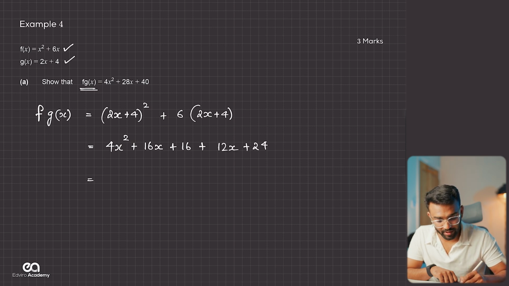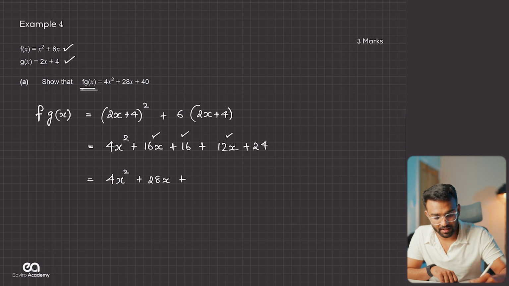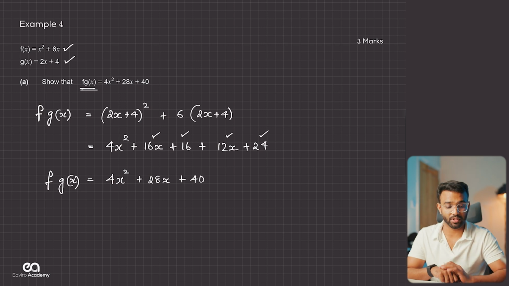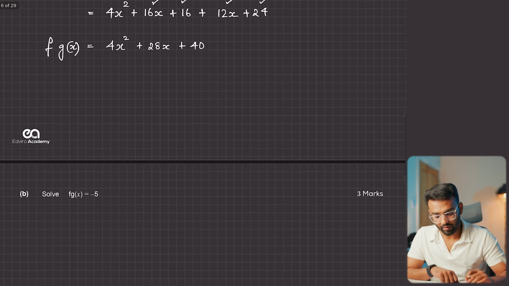Simplify this a little bit further. You will have 4x squared, 16 plus 12, you got 28x, and 16 plus 24, you will get 40. And this is your fg of x. And you got 3 marks. Simple question. All right.